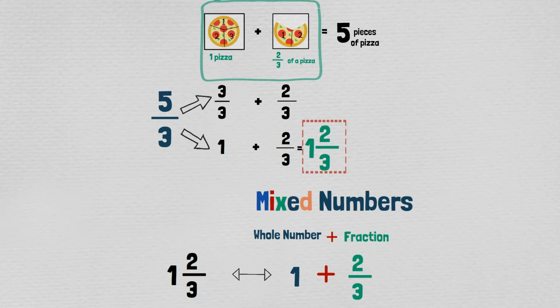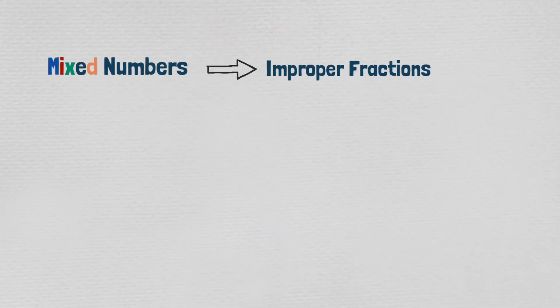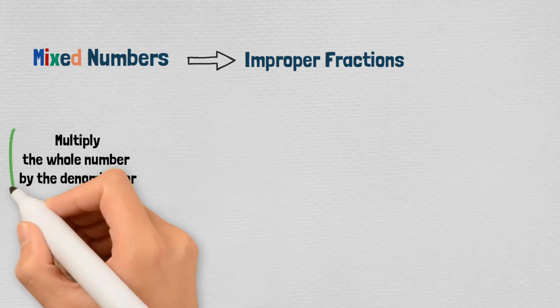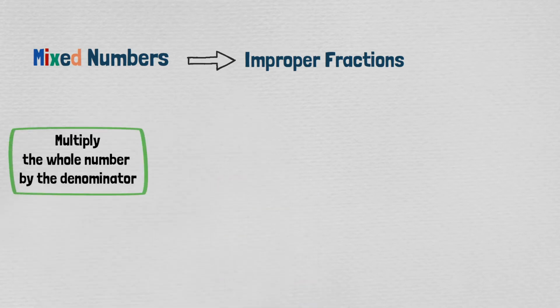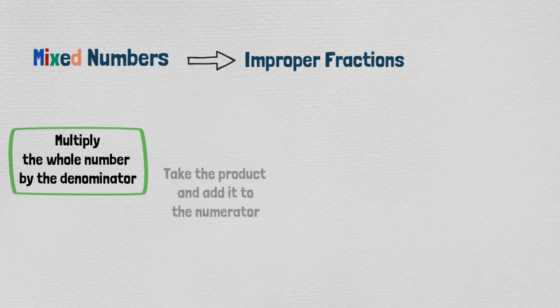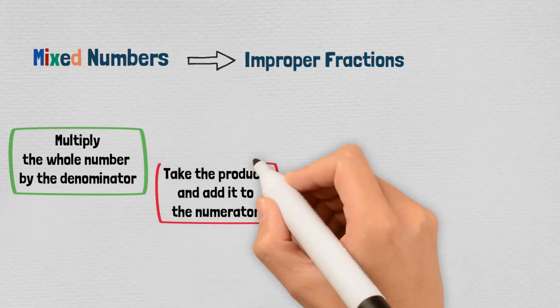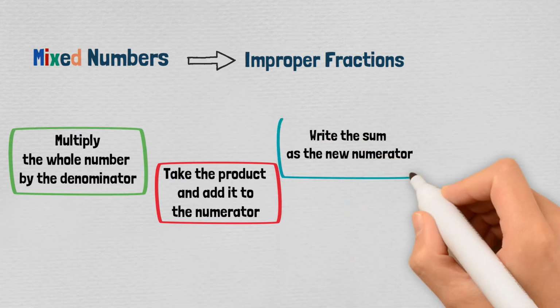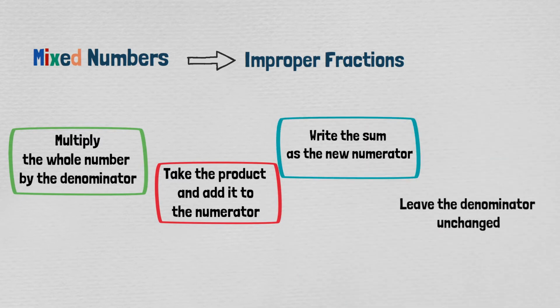Okay guys, now that we understand why mixed numbers are in fact improper fractions in disguise, let's learn how to quickly convert them into one another. If we want to turn a mixed number into an improper fraction, we do the following. First, we multiply the whole number by the denominator of the fraction. Second, we take the product and we add it to the numerator of the fraction. Third, we write the sum as the new numerator and we leave the old denominator unchanged.